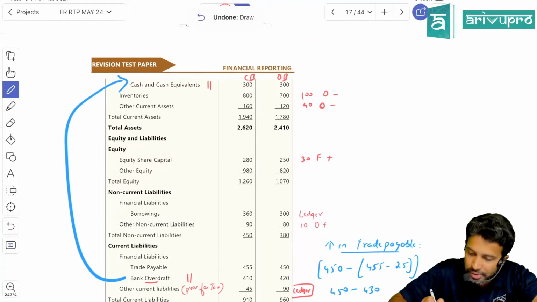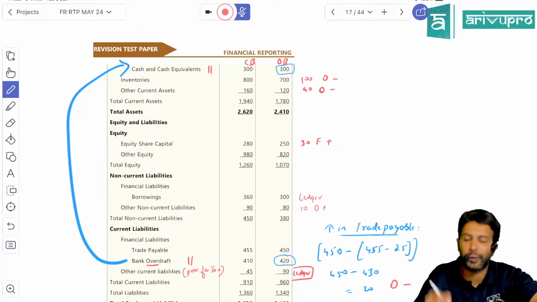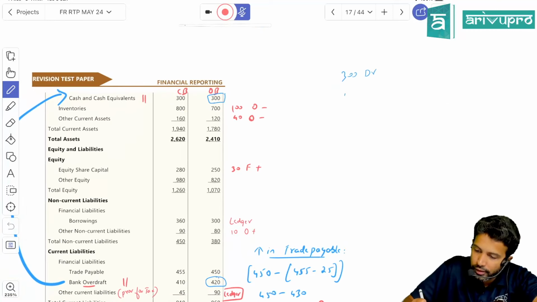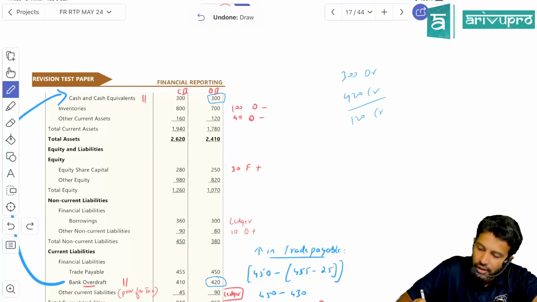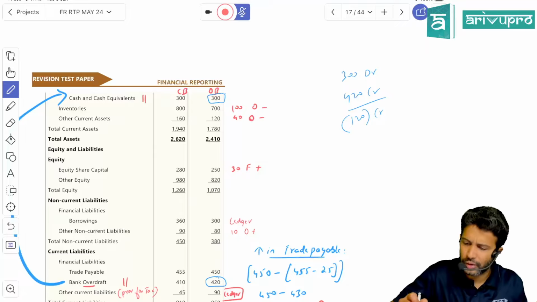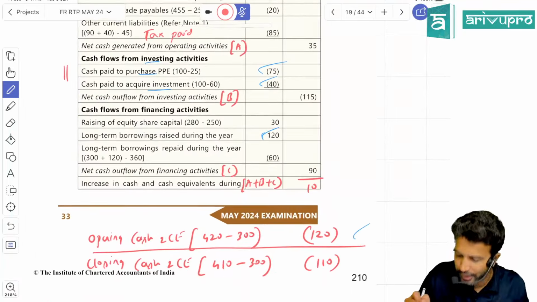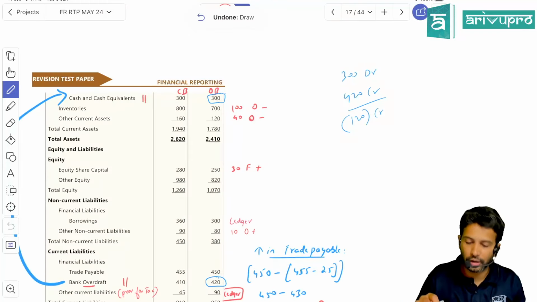Like opening balance. How much is the opening balance of cash and cash equivalent given? 300. How much is the opening balance of bank overdraft? 420. Net off these two. So 300 debit balance and then 420 overdraft credit balance. That means it is 120 credit. That means opening cash and cash equivalent is, we don't have that much cash. It's an overdraft scenario. So 120 you have to show as negative as opening cash and cash equivalent. Check here: opening cash and cash equivalent after netting off bank overdraft. Same thing we have to do for closing also.